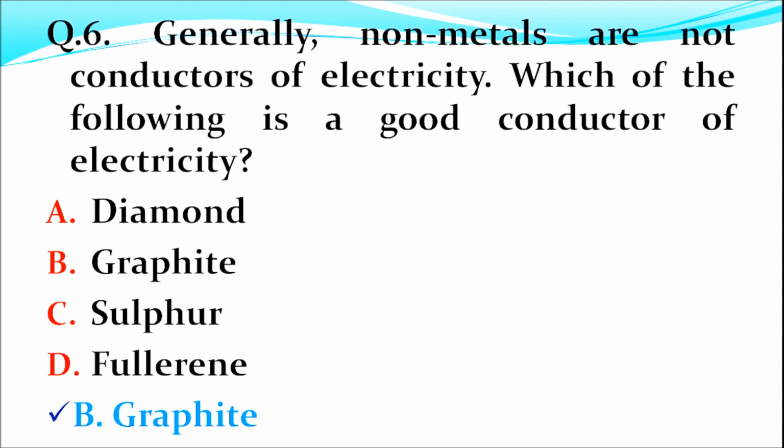Which of the following is a good conductor of electricity? Option A diamond, option B graphite, option C sulfur, option D fluorine. Correct answer is option B, graphite is the non-metal that is a good conductor of electricity.